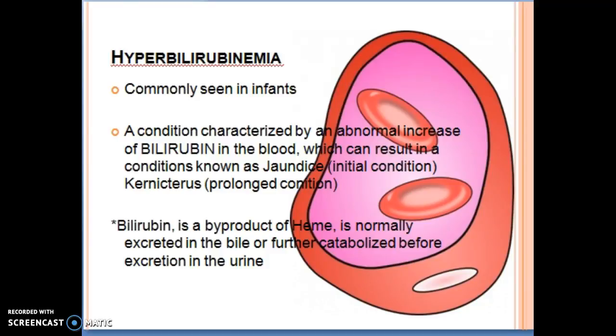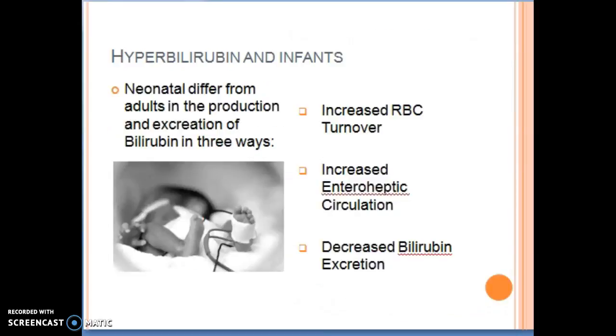Although bilirubin is a product of heme, it is normally excreted and catabolized through urine, and most infants do not have that ability. And this is what makes it hard for them to get the bilirubin out of their system. As I stated, their production increases about 50 to 60% more than adults in three ways. They have a high turnover rate for their red blood cells. They have an increased enterohepatic circulation, and then they also have a decreased excretion, which is the urine not being able to expel it out properly.